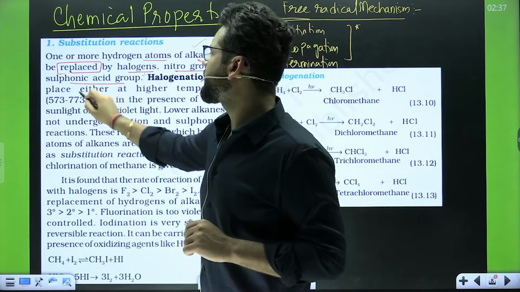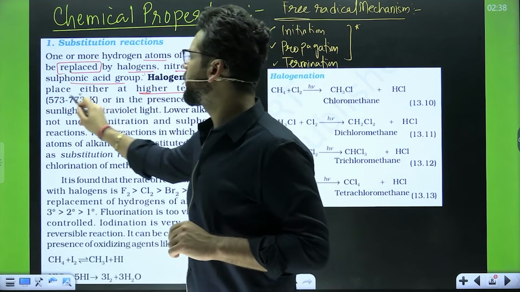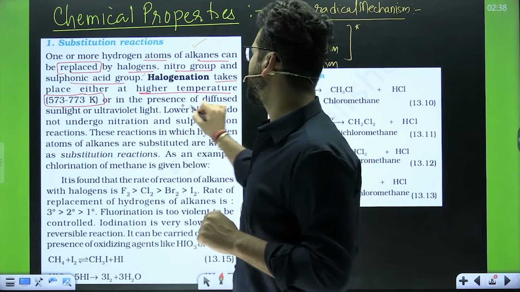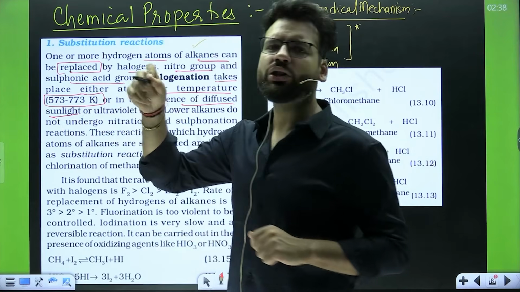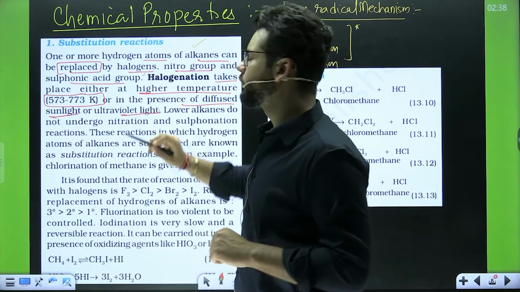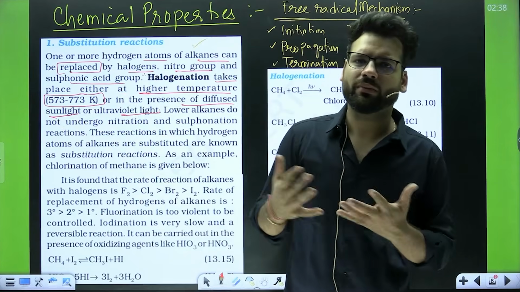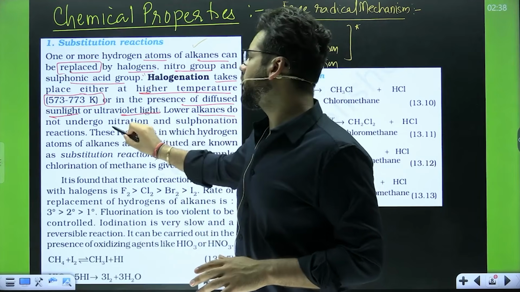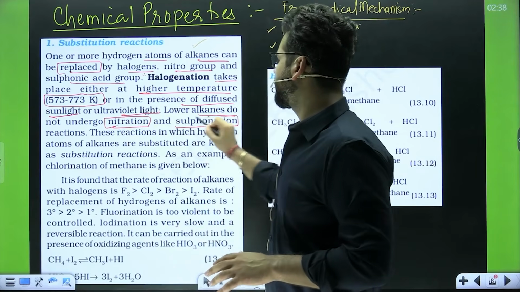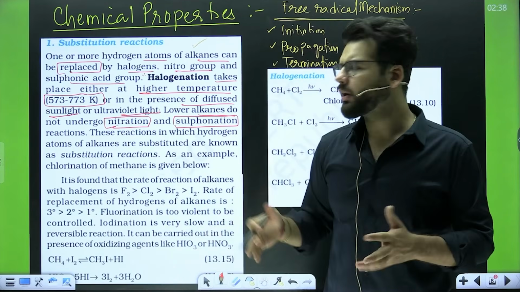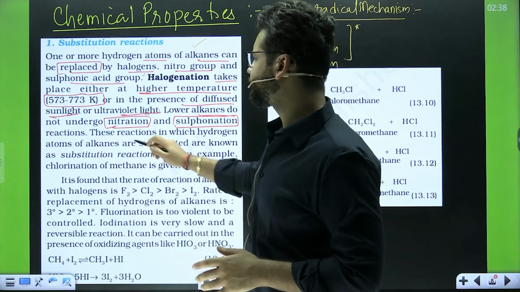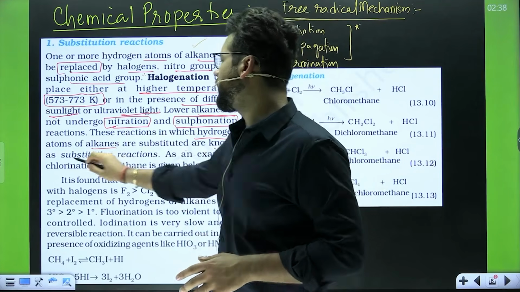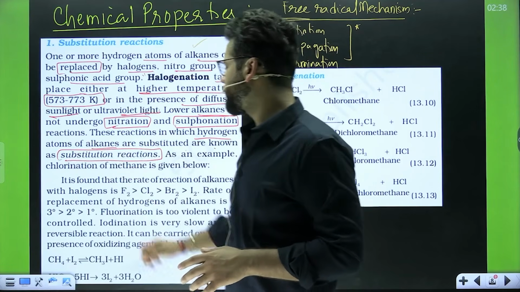Halogenation takes place either at high temperature, around 300 to 500 degrees Celsius, or in the presence of diffuse sunlight. H nu may be mentioned, or UV light. Okay, UV may be mentioned, H nu as photons may be mentioned. Lower alkanes do not undergo nitration and sulfonation. So methane, ethane, propane do not undergo nitration, sulfonation. Reactions in which hydrogen of alkanes is substituted by halogens are called substitution reactions.